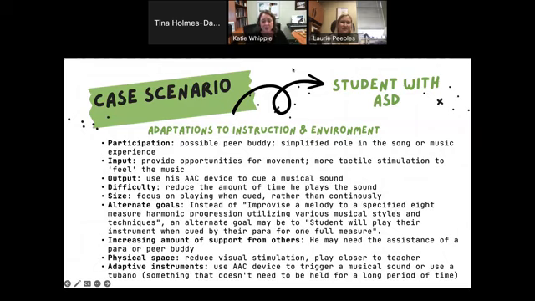We might also adapt the size. So we're thinking about size, focus on playing just when cued. So not constantly making sound, just when cued. We're kind of putting it in little bite-sized pieces.